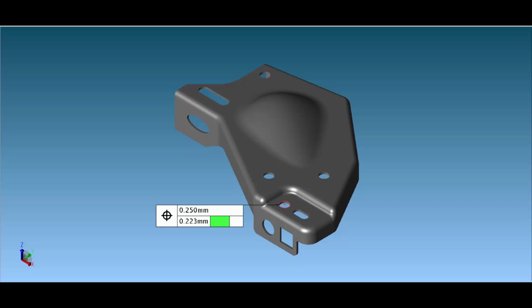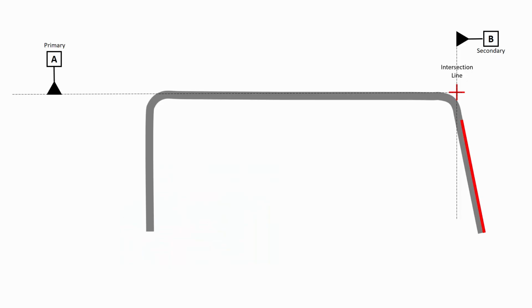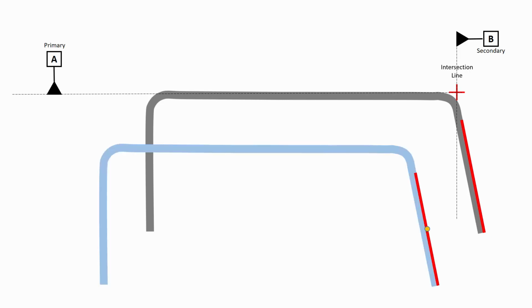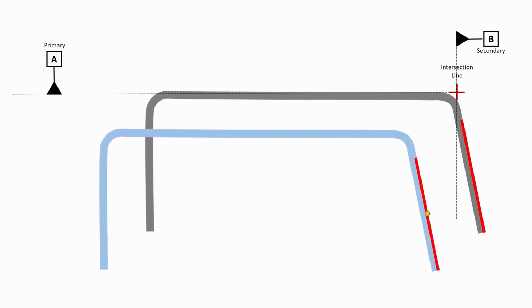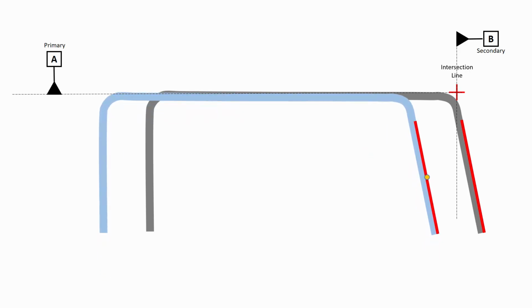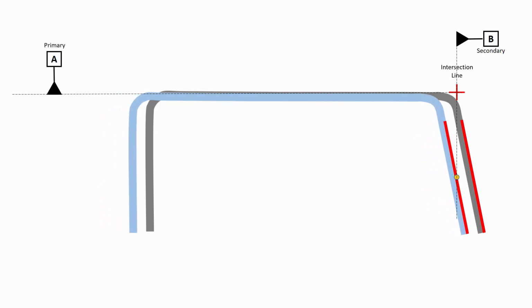We shall now summarize the difference between the two alignments. Here you can see the three-feature alignment, showing the primary and secondary features. Now let's create the datum alignment using datum A and B. Datum A is aligned. Then datum B is aligned to the mean position of the measured area. Now notice the positional difference of the right and left hand faces.